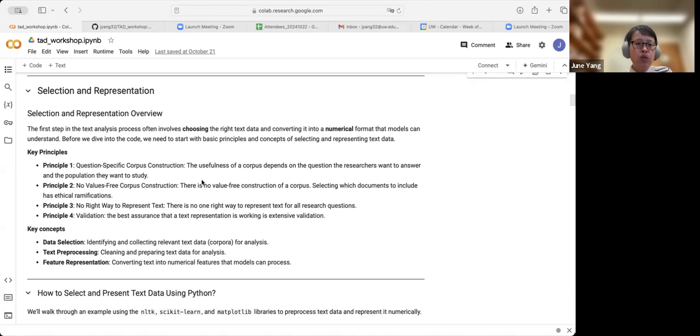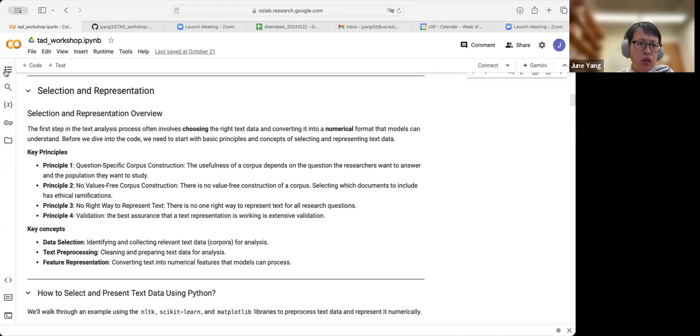But before we start, there are some key principles to keep in mind. Principle one is that when we are constructing a corpus, it's really important that this corpus is useful. It depends on the research question we have and also the population that we're interested in studying. Principle two is that there's no value-free corpus construction. We need to be really mindful of the population we represent and also of the ethical ramifications when we select a corpus. Principle three is that there is no right way to represent a text for all research questions. And principle four is that the best assurance that a text representation is working is extensive validation.